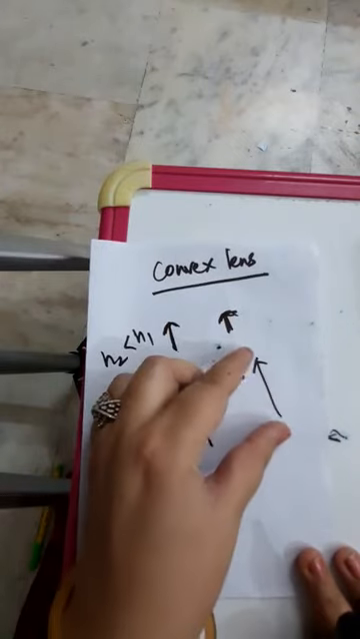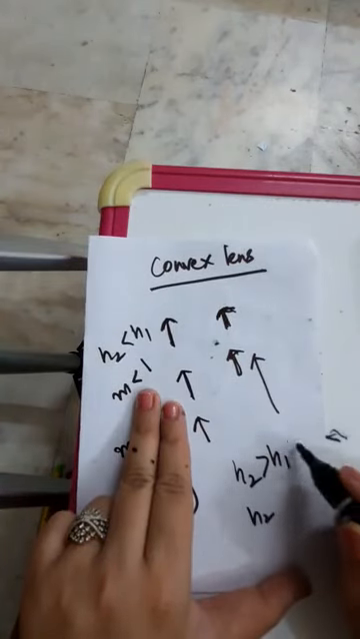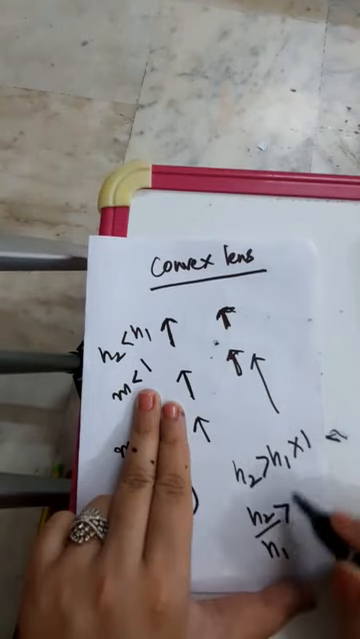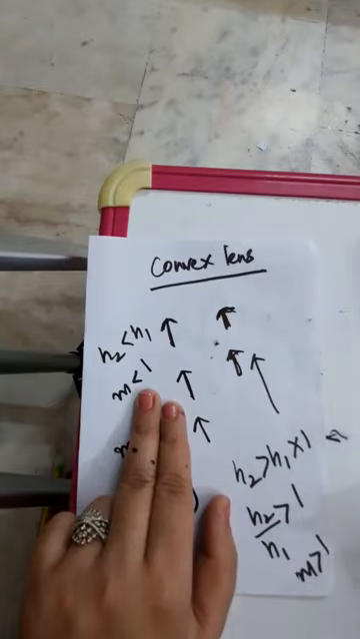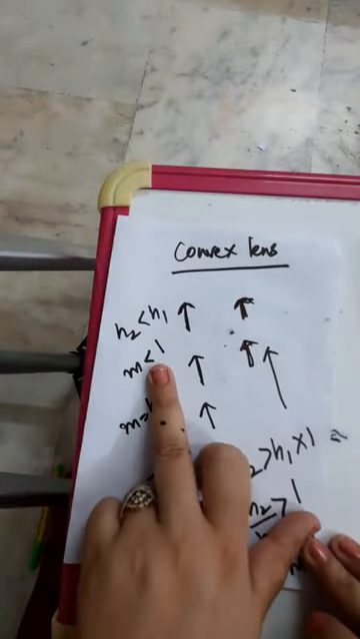But in case the image formed is enlarged as compared to the object, h2 will be greater than h1. Okay, so h1 can be written as h1 into 1. Take this h1 over here. h2 by h1 is greater than 1. This means magnification is greater than 1. So in case of a convex lens, all the three cases are possible. Magnification can be lesser than 1 in one case, magnification can be equal to 1 in the other case, or magnification can be greater than 1 in the other case. So in convex lens, all the cases are possible.